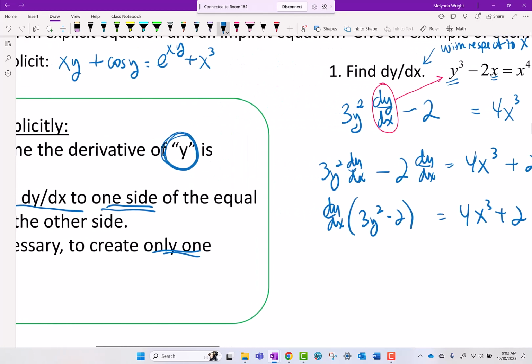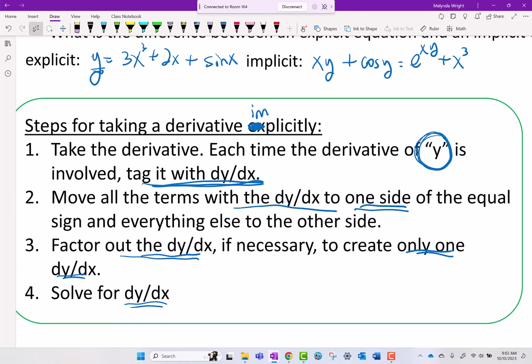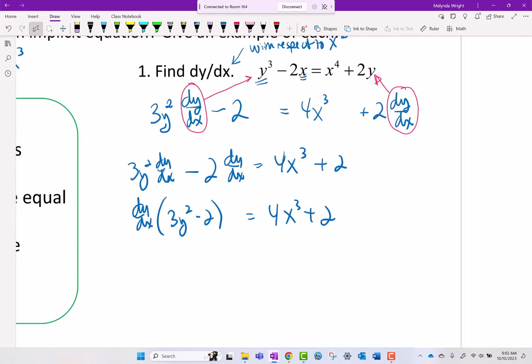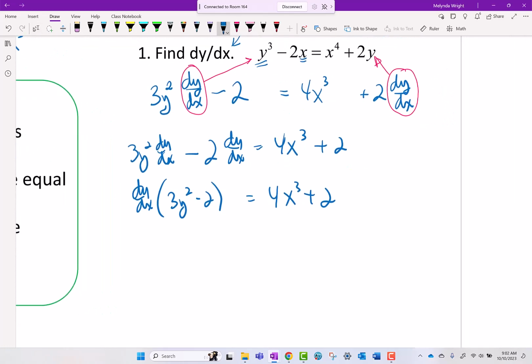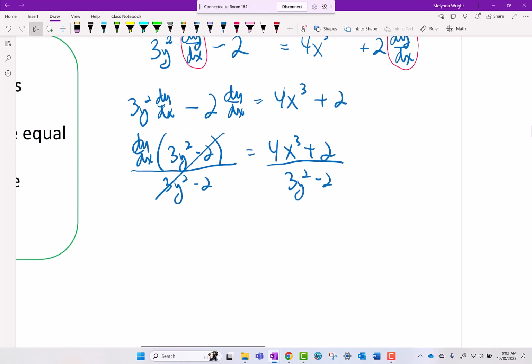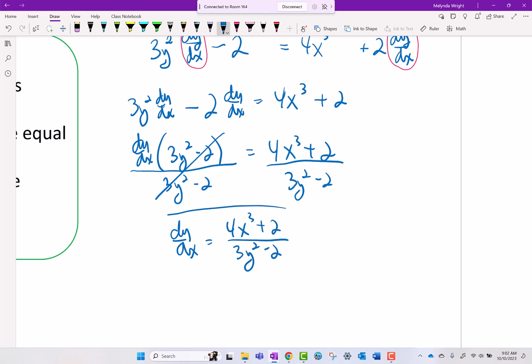Now we look at the very last step. Now it says solve for dy/dx. In other words, get this by itself. Make sure dy/dx is all by itself. So we're going to divide both sides, and I'll just show the division part. We're dividing both sides by 3y squared minus 2. And you can see that those go away, and I have my dy/dx is 4x cubed plus 2 over 3y squared minus 2, and that's my answer.